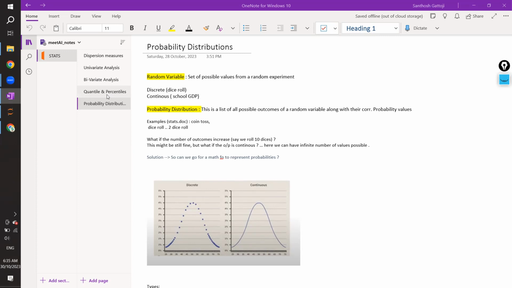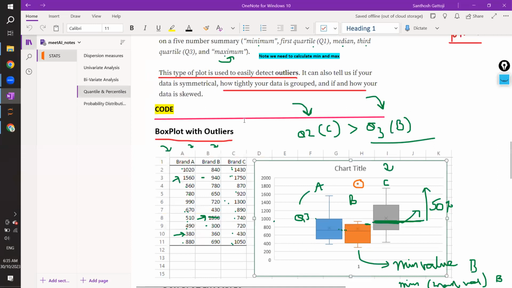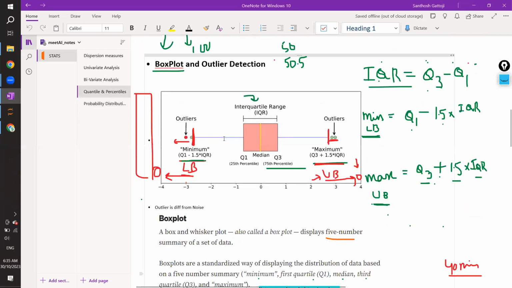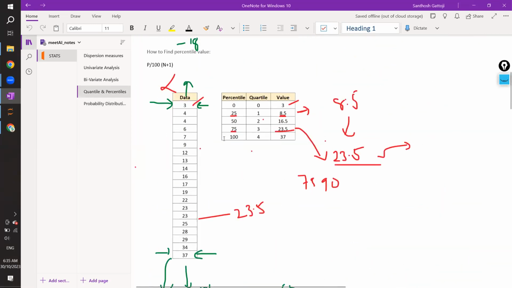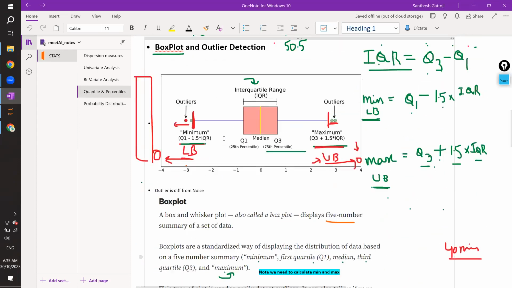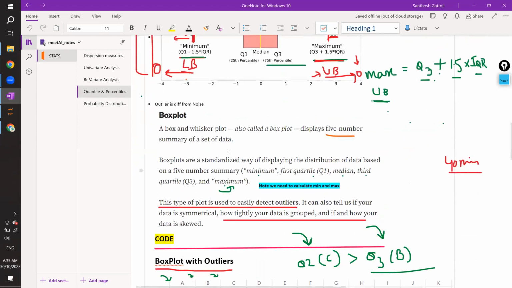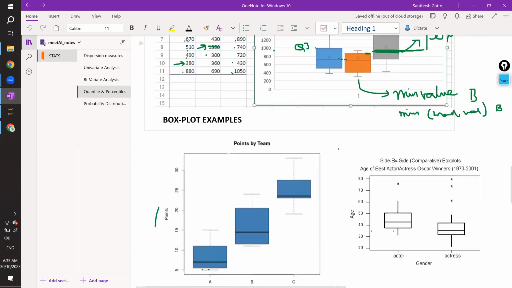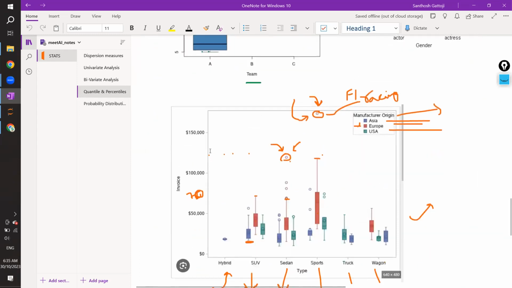Okay. So the other day, what did we discuss? I think we have covered the quantiles and percentile concepts, right? And then we have discussed the box plot and what an outlier is, how to detect outliers, different ways to detect outliers, right? Just a recap. I hope you still remember these concepts.